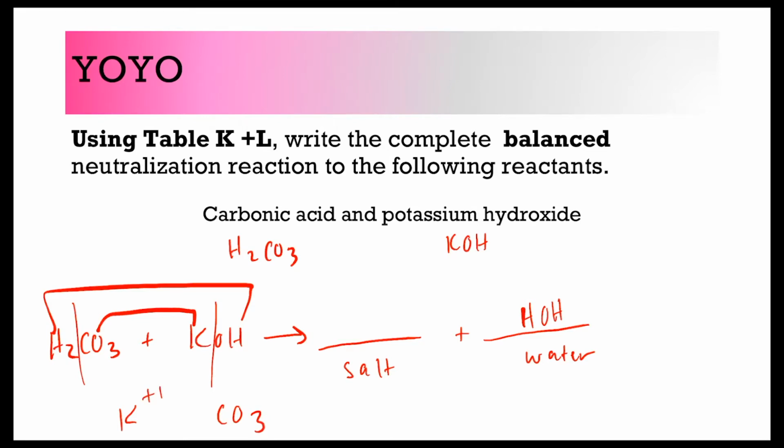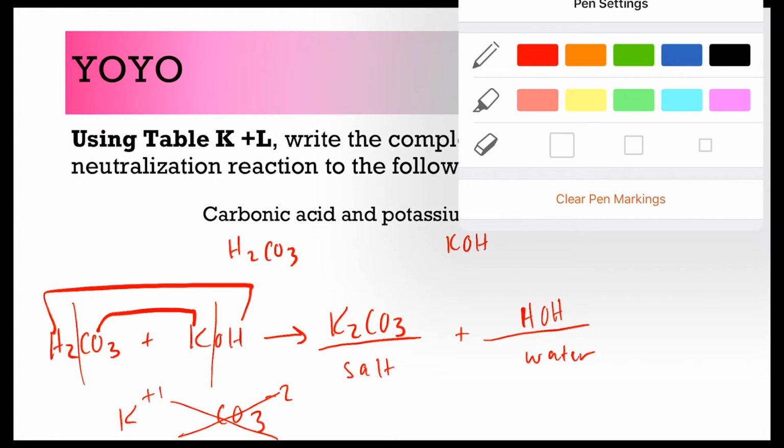K has a +1 charge according to the periodic table. CO3 has a -2 charge according to table E. It's a polyatomic ion. When you crisscross, you get K2CO3 as your salt. Now, it asks you to balance it.